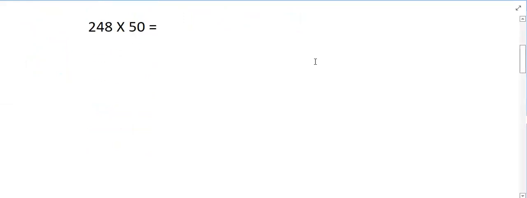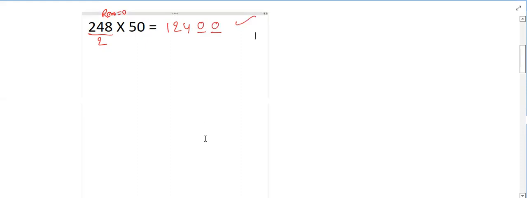Bhargav, explain this. Instead of direct multiplication of 248 by 50, what will we do? 248 divided by 2 is equal to 124, with remainder 0. Last 2 digits will be 0, 0. That is the answer: 12400.